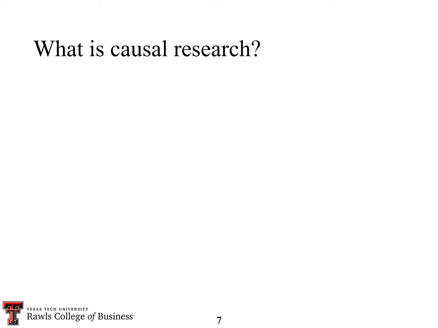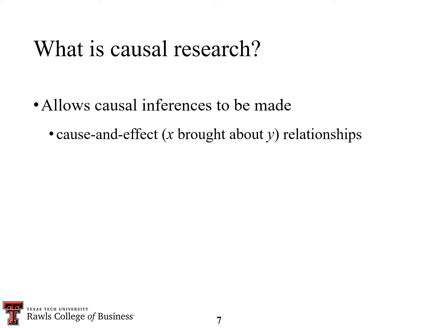Last type of research that we will talk about is causal research. And this allows us to make causal inferences. And by causality, what we mean is that there's some type of cause and effect associated with this. So you can think about X brought about Y relationships. I'm sure that you've seen in many different aspects this X leads to Y, and that's pretty common in any type of statistics or even in the algebra class you may have had in middle school or high school. A lot of times we deal with these X and Y type relationships.